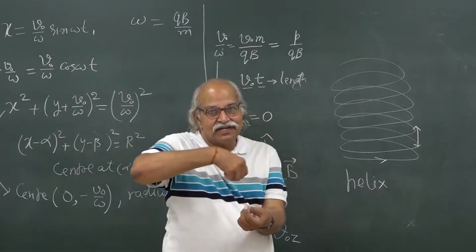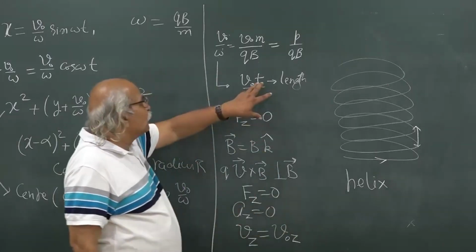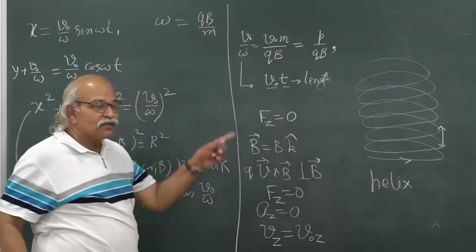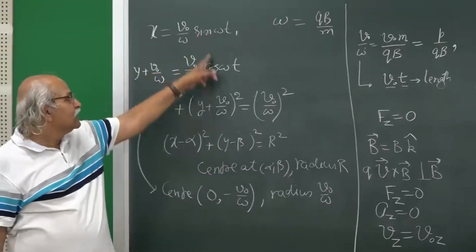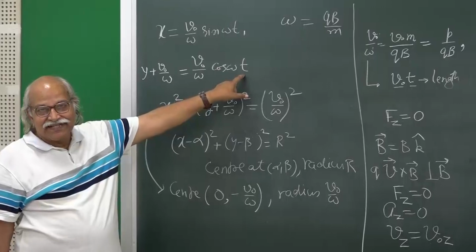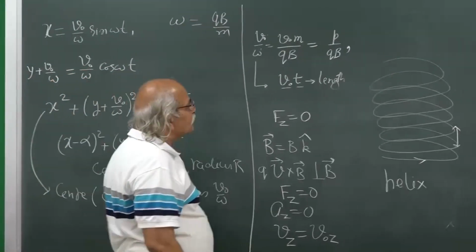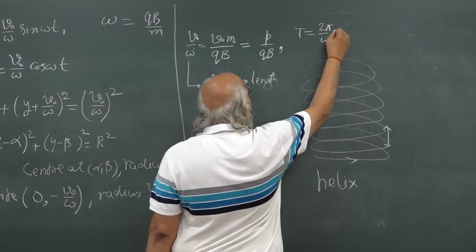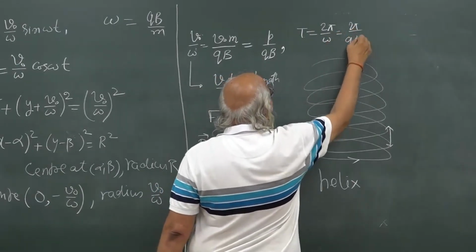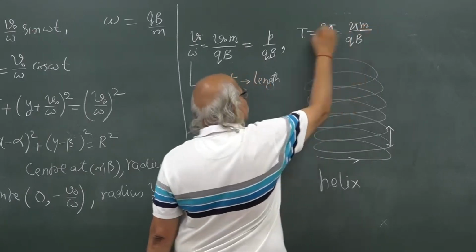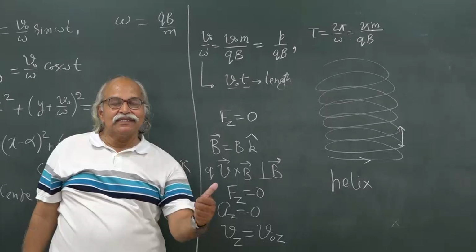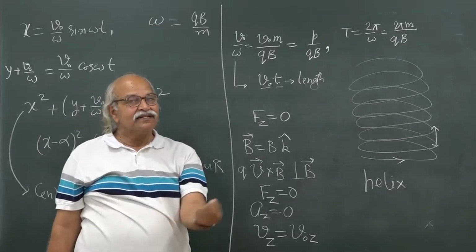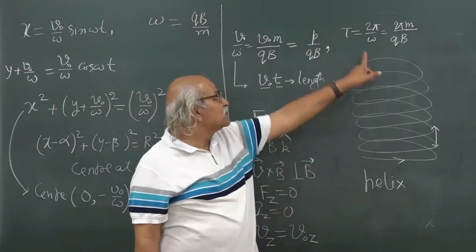complete revolution in the xy plane, you know how much time it will take. This omega here happens to be the angular velocity, because here the equations are sin omega t, cos omega t. So it is the angular velocity, and therefore the time period will be 2 pi divided by omega. So 2 pi divided by q, b here, m here. And that is the time period. So it completes one circle in the xy plane, x coordinate and y coordinate only. If you only see that, it is still a circle, and one full revolution means this much time.